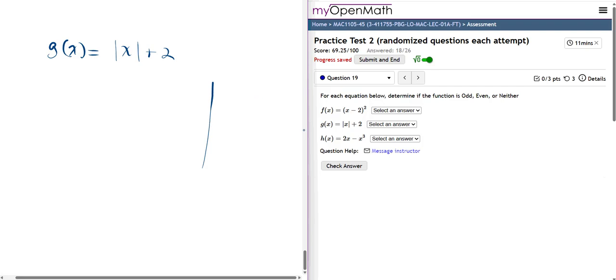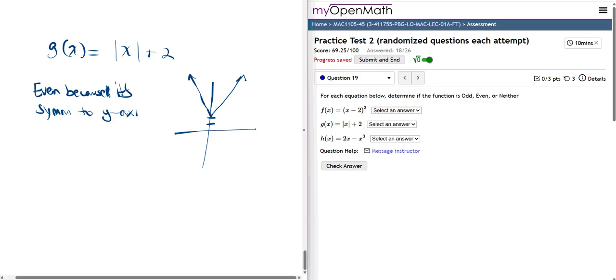So I'm going to just show it, as if it's up 2 units, okay? And then I'm going to notice that it is symmetric across the y-axis. So because of that, I know that this is even. It's even because it's symmetric to the y-axis. Okay, so I already know that using the visual approach.